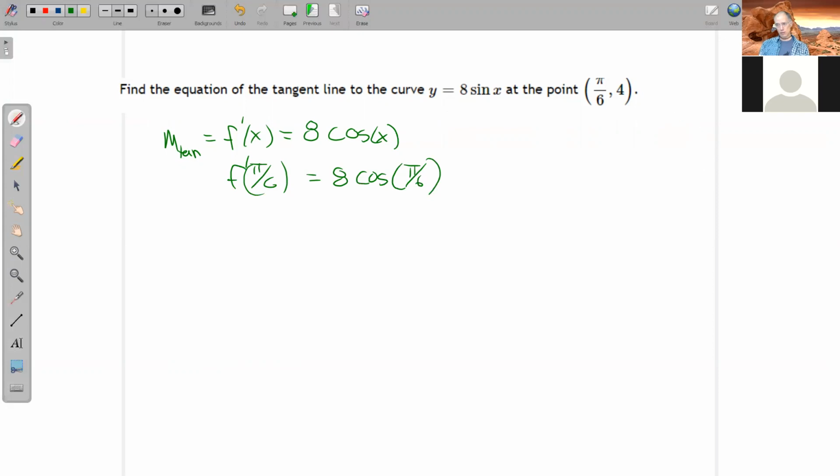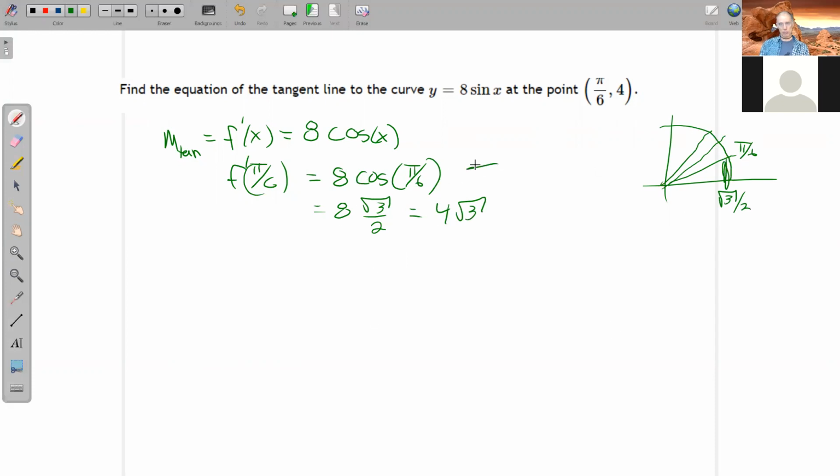And let's see, whenever I think sine and cosine, I think the unit circle here is pi over 4, pi over 3, pi over 6 is this little one over here. And cosine is the x value there. And hopefully you remember that's the square root of 3 over 2. So this gives me 8 times the square root of 3 over 2, which is 4 square root of 3. So I do expect you to know trig functions of special angles and not just plug that into a calculator. So that's something I expect you to know from your trig days.